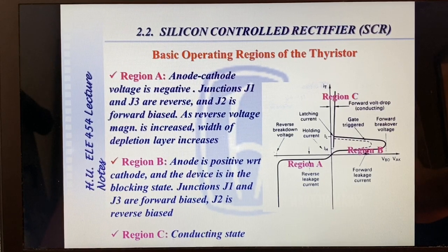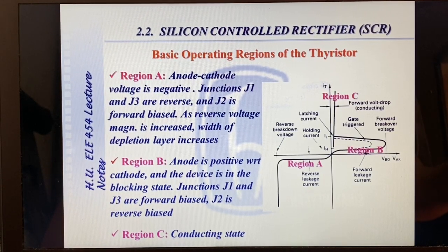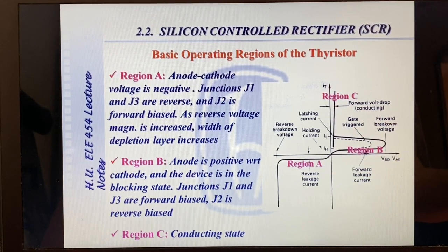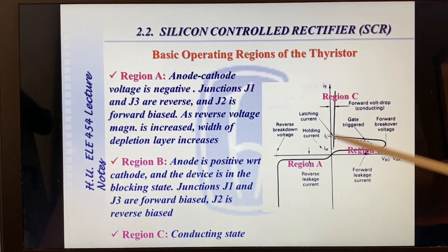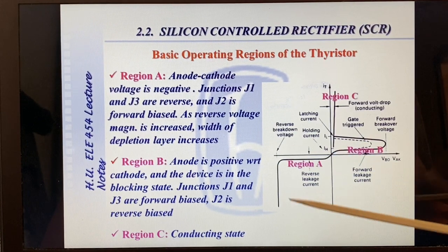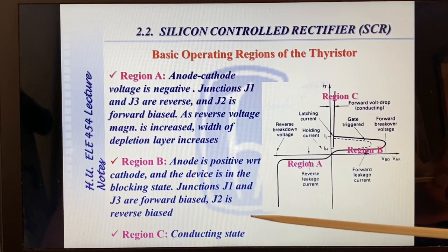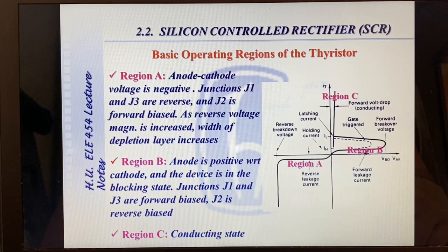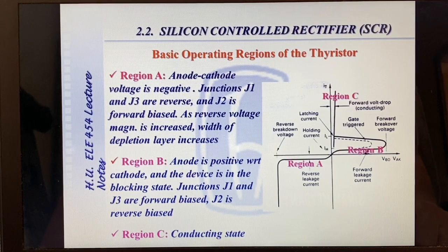So the basic operating regions of the thyristor are shown here in the IV plane, the anode current versus anode cathode voltage plane. So there are three regions: region A, region B, and region C. According to the junctions, when anode cathode voltage is negative in region A, junctions J1 and J3 are reverse biased, whereas the central junction is forward biased. So as reverse voltage magnitude is increased, the width of the depletion layers increase, and beyond a certain point, breakdown.